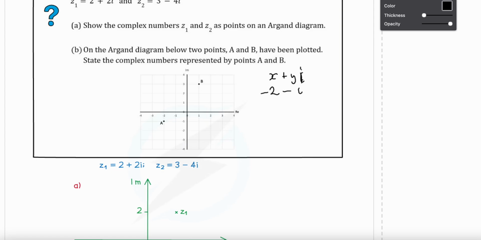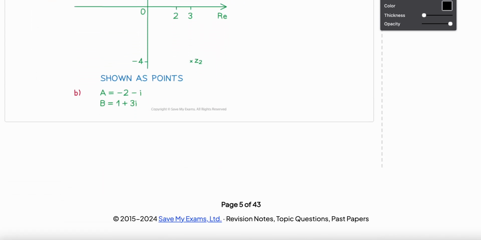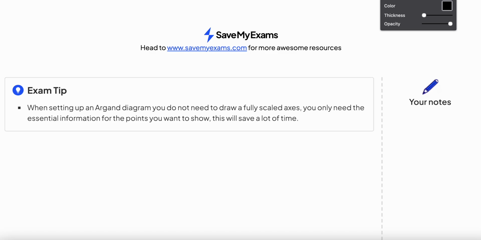And then for the second one, for the B, on the real axis, we have a 1. And on the imaginary part, we have a 3. So that is 1 plus 3i. So those are our coordinates for A and B. I'm sure that is easy to understand.